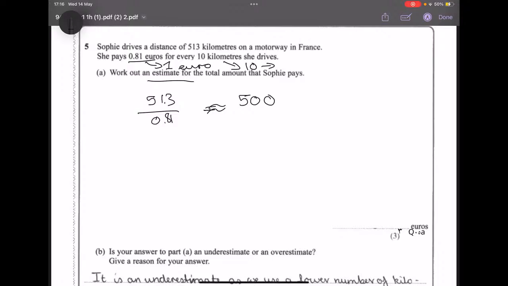Sophie drives a distance of 500 in our estimate kilometers on a motorway in France. For every 10 kilometers, that means, so we have 50 tens of kilometers, she pays 1 euro. So we would do 50 times by 1, and that is 50 euros. That is 3 marks.